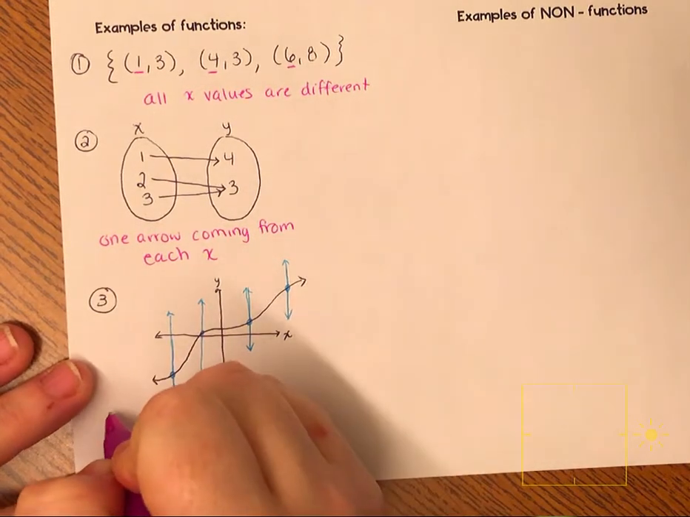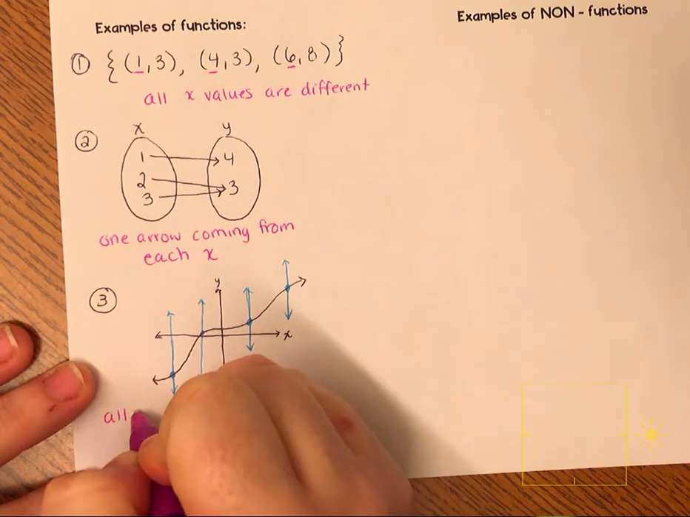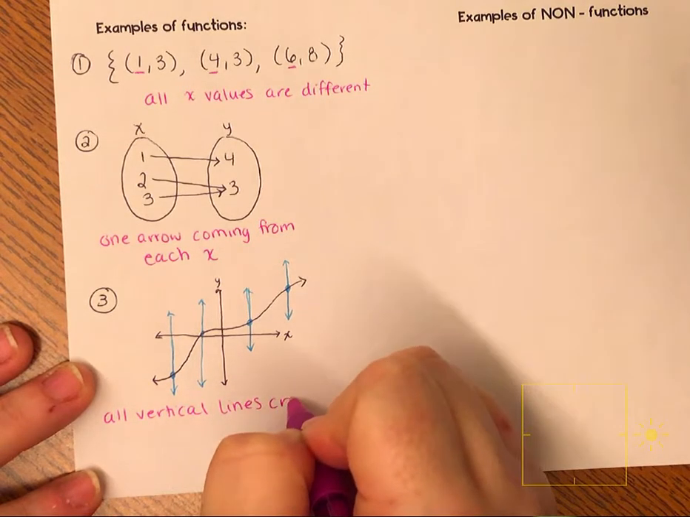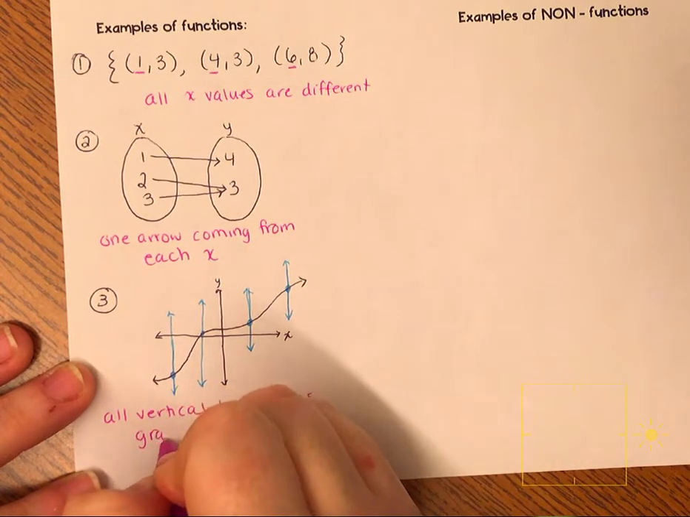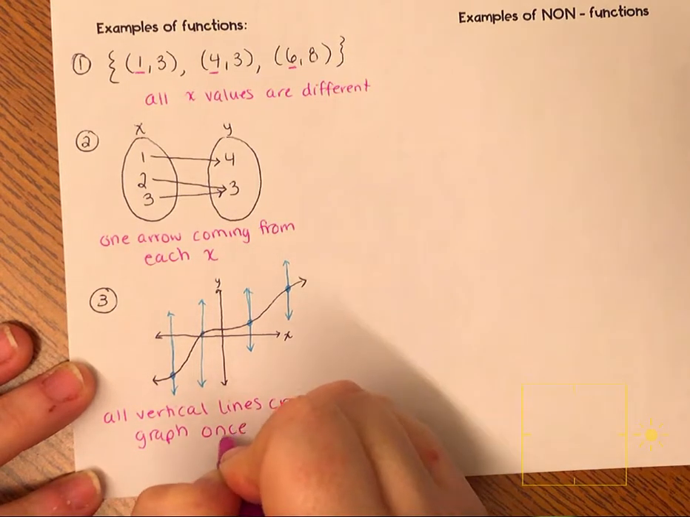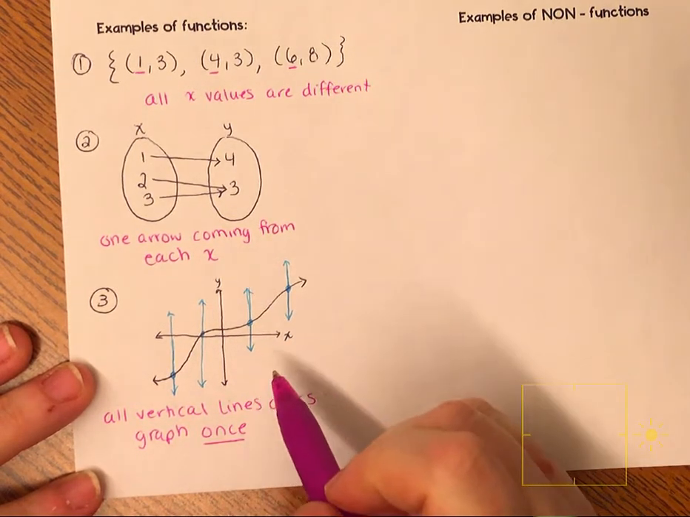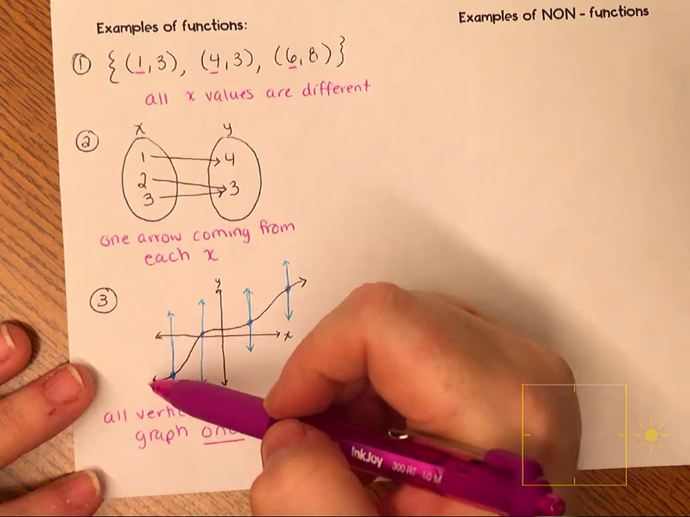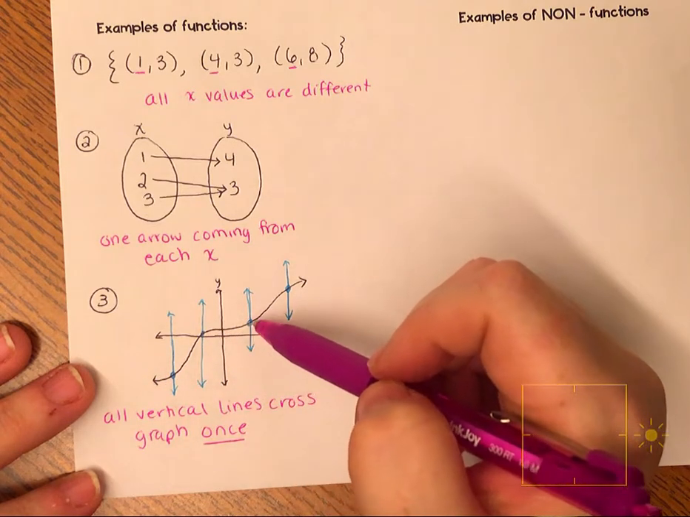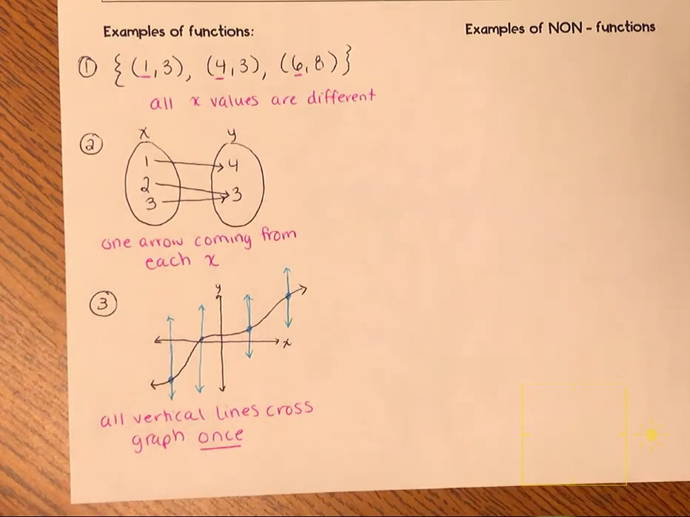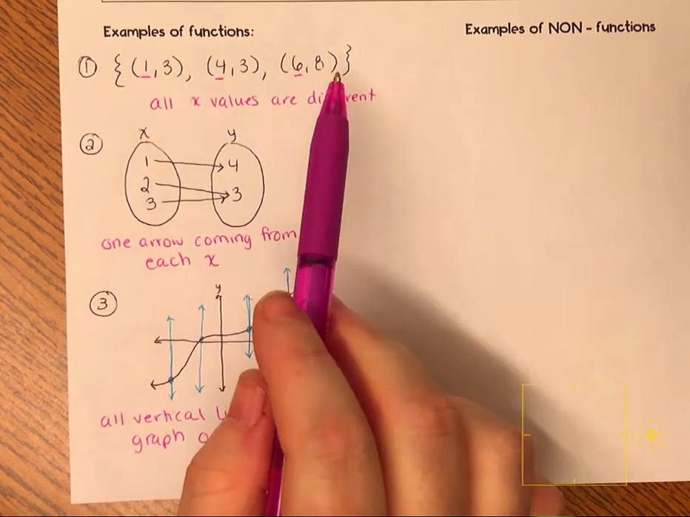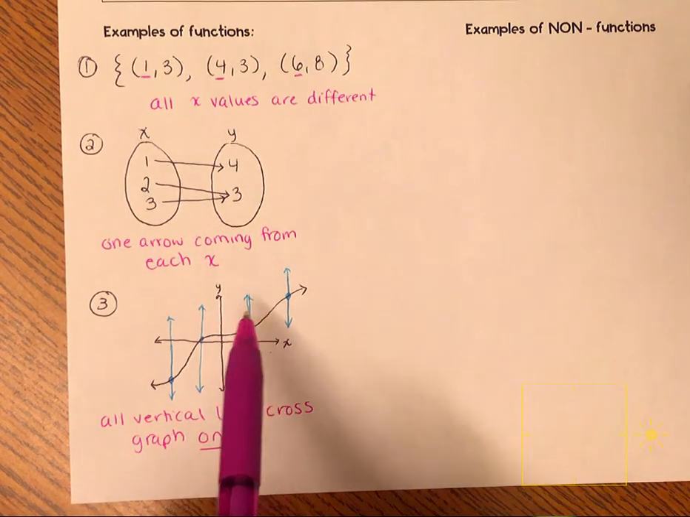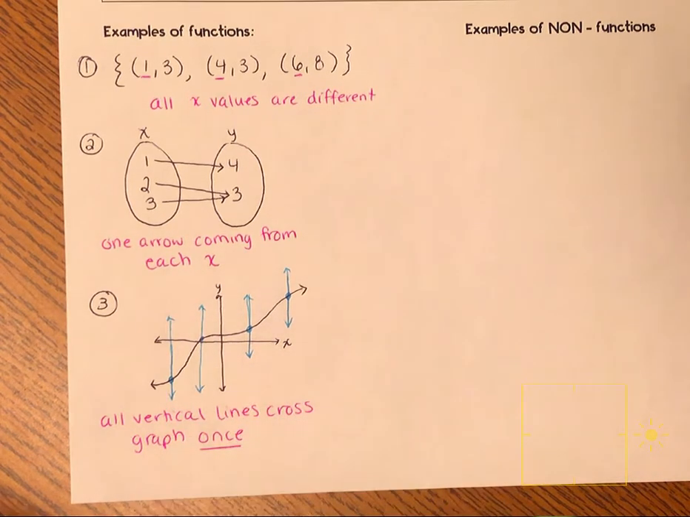So this is a function because all vertical lines cross the graph once. Again, it's the graph itself, not the axis. Because if I was talking about the axis as well, this would be bad. But I'm talking specifically just the graph itself. These are all examples of functions looking at coordinates, a mapping diagram with the arrows, because the input, and then the graph itself. So this passes the vertical line test.